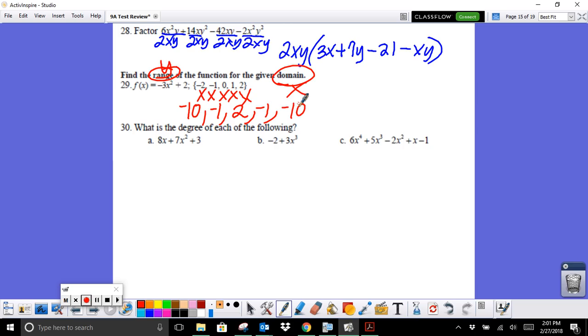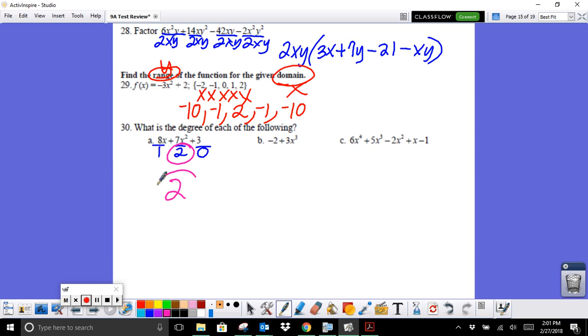So that is my range. Number 30, what is the degree? All right, so quick recap through degree. I'm going to look at each monomial individually. So the degree of this first term is 1, the degree of the second term is 2, and the degree of the last term is 0. Whatever the highest number in between those is, that is the degree of the whole thing, which means my degree here is 2.